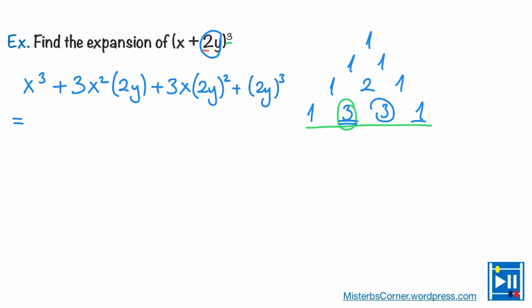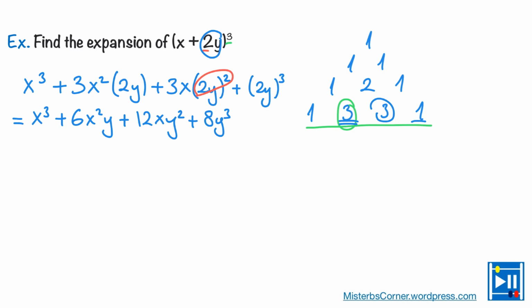Now I have to simplify this further, so it's going to go like x cubed plus 2 times 3, 6x squared y, plus 2 to the power of 2 is 4, right? So I'll go like 4 times 3, which is 12xy squared, plus 2 cubed is 8, and it's going to be 8y cubed. So that is the expansion of x plus 2y to the power of 3.